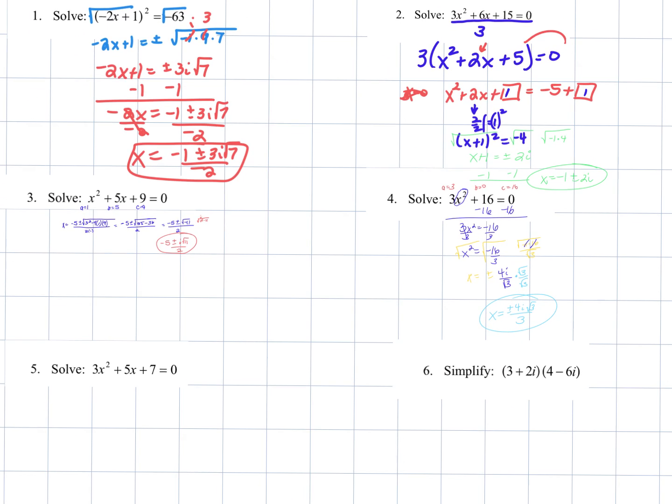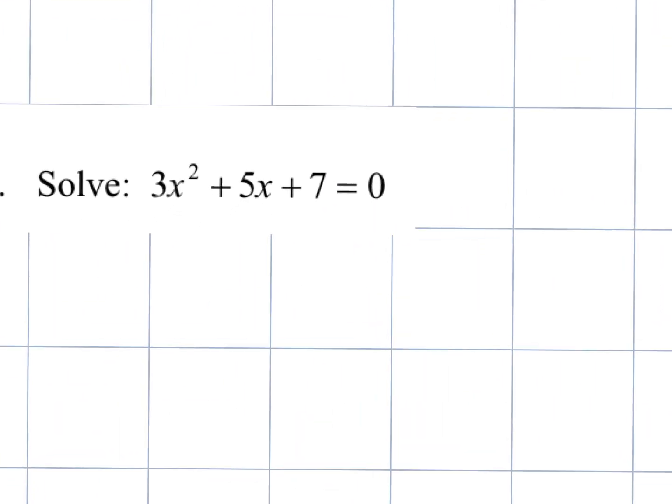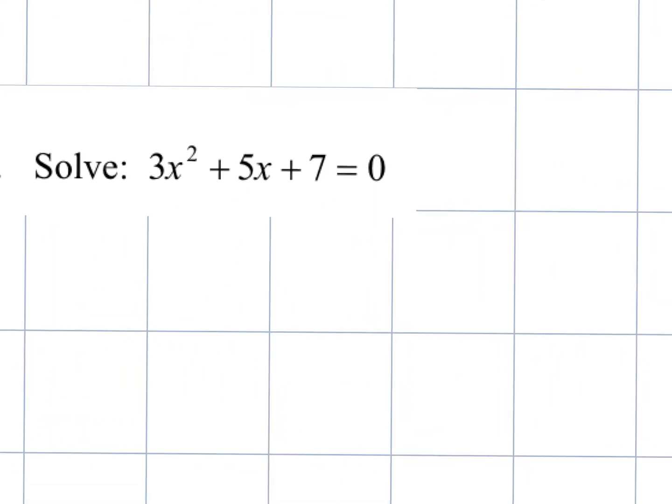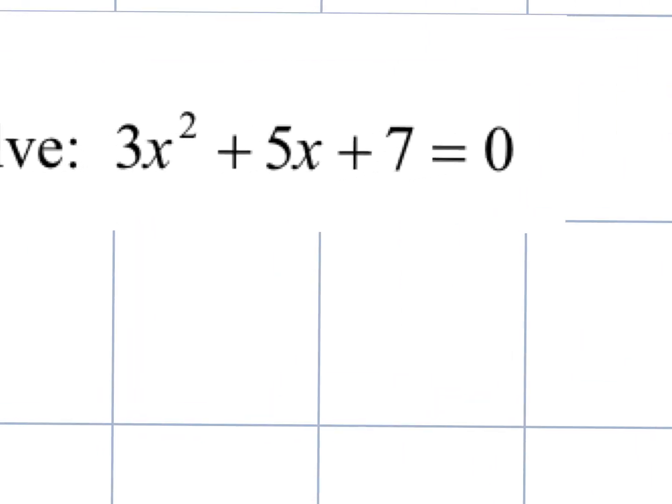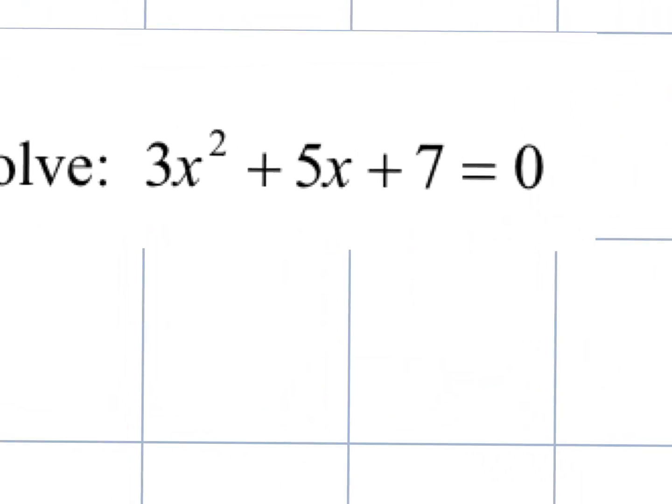All right, moving along to number 5. Again, we're solving. So I have a quadratic. I have an x squared, I have an x, and I have a constant. This is not going to factor. There's no GCF. My a term is not 1, and my b term is not even, so I'm just going to go ahead and use the quadratic formula. So a equals 3, b equals 5, and c equals 7.